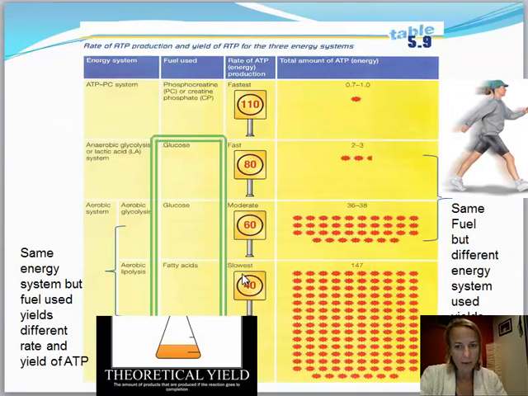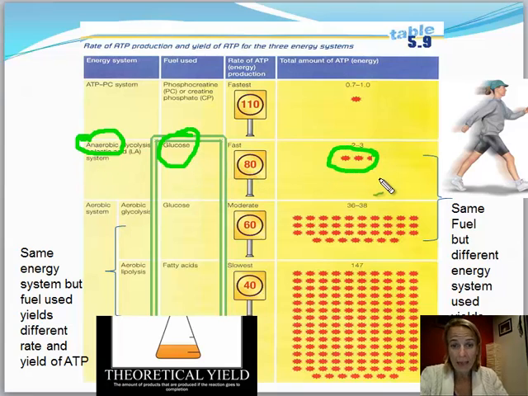This is one of my favourite tables. This shows us very clearly how much ATP we get from each of the food fuels, and depending on which energy system. So let's just take a look at the glucose, so our carbohydrates. When we are working anaerobically, so that's with no oxygen, we get about 2 to 3 ATP. Not very much, but it's really fast. It's a really fast energy system.